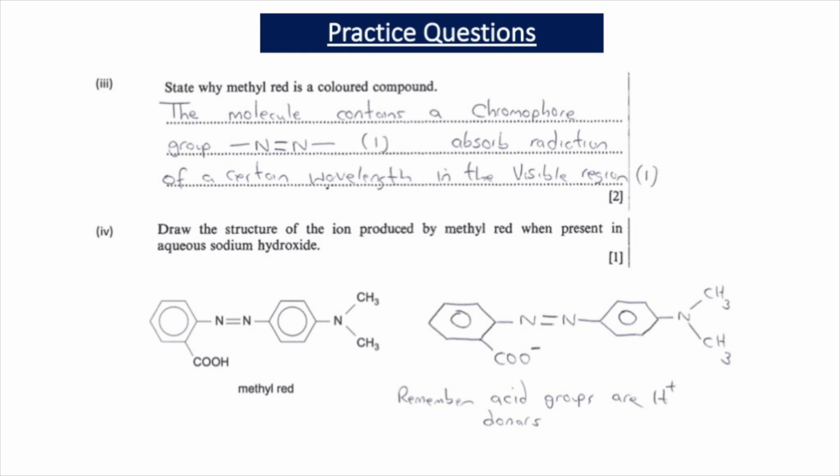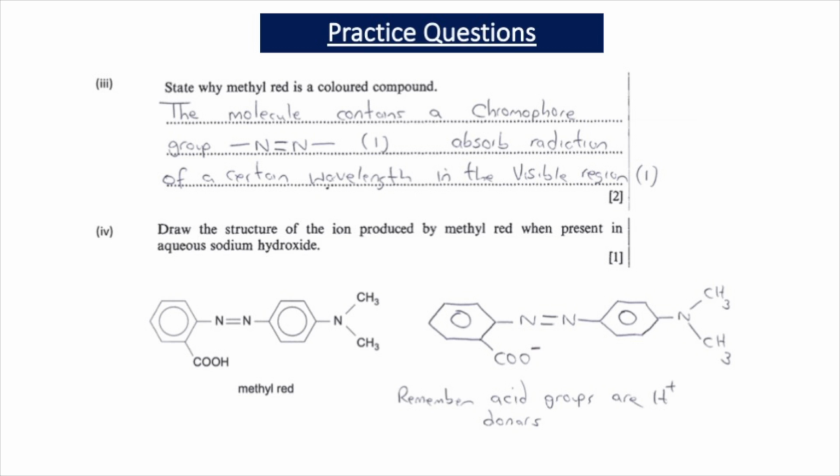So the first part of this question is asking you to explain why methyl red is a coloured compound. So as you said, the molecule contains a chromophore group, a single bond to a nitrogen, a double bond to a nitrogen, and then a single bond. This is sometimes referred to as an azo group. There's 1 mark for that. And if you said that this absorbs radiation of a certain wavelength in the visible region, that would get you the 2nd mark.